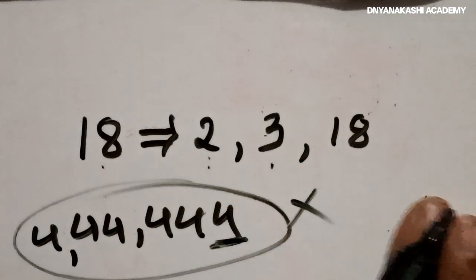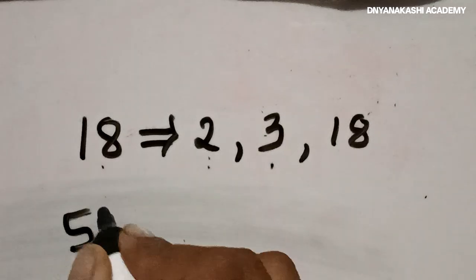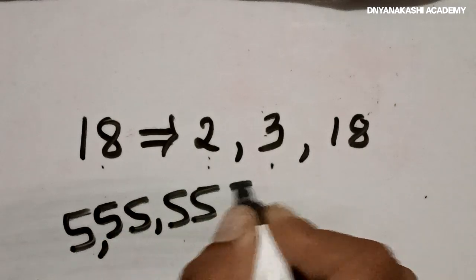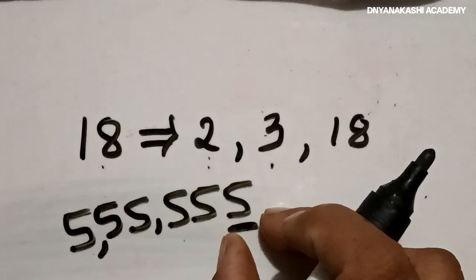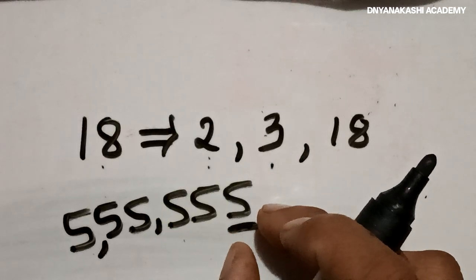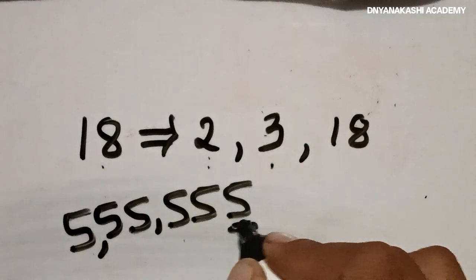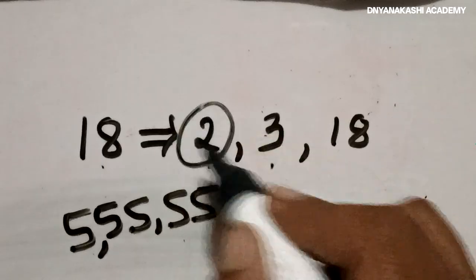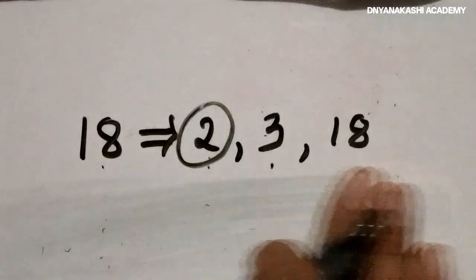This one is wrong here. And I write the 5,55,555 given number here. In the last unit, an odd number is here. That's why an odd number like 5 is not divisible by 2. That's why option B is also wrong here.